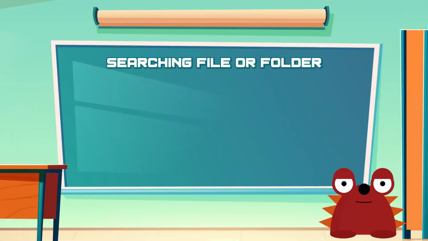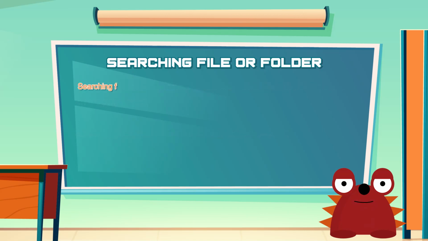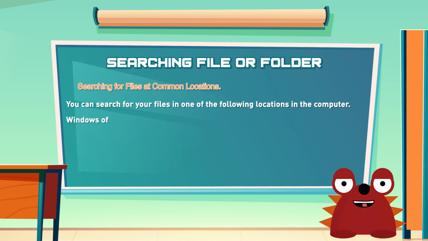Moving on to learning about searching a file or a folder. You can use the search feature to search for a file if you do not remember where you have saved it. Let us now look at some ways to search for a file or folder. First is searching for files at common locations. You can search for your files in one of the following locations in the computer.